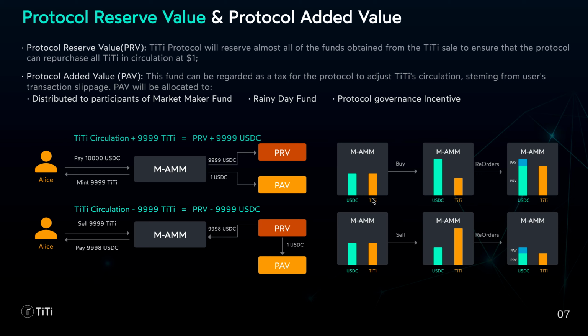Through reorder mechanisms, a very important effect is realized. The amount of TT in circulation is always equal to the PRV amount. At the same time, it ensures that each time the protocol readjusts the amount of circulation, the original value of the TT in circulation will not be affected. Compared with rebase mechanisms, this brings a better user experience too, and at the same time, it is more fair.